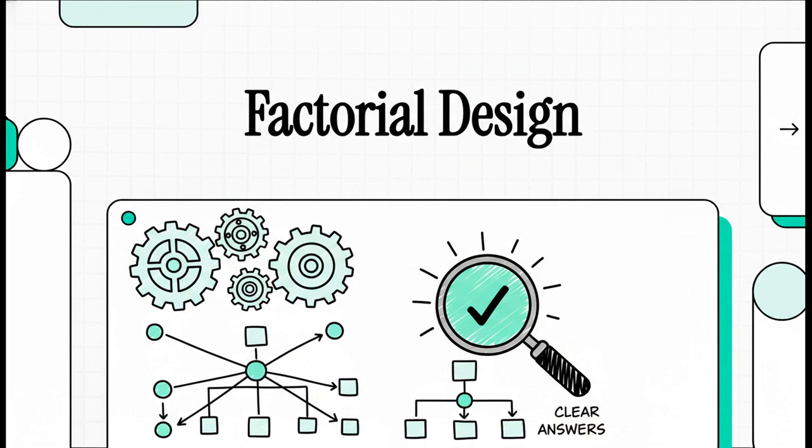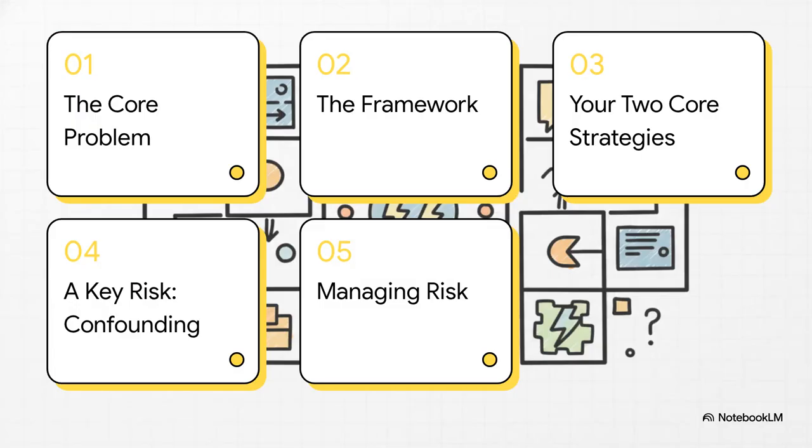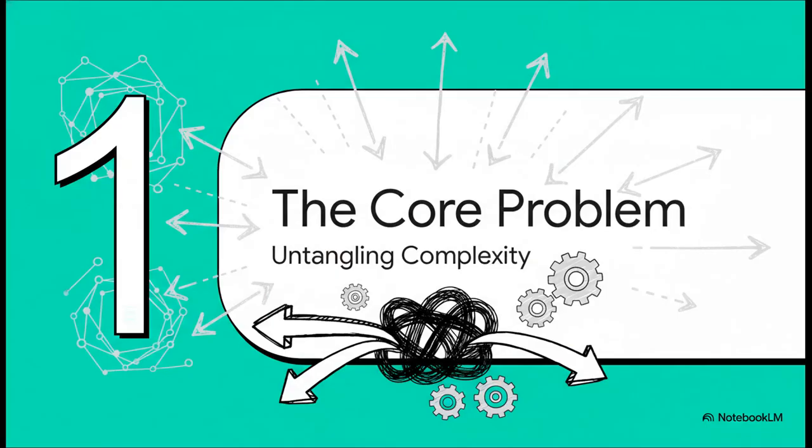It's called Factorial Design. So here's how we're going to tackle this. First, we'll nail down the exact problem this is all built to solve. Then, we'll define what factorial design actually is. From there, we're going to do a deep dive into the two main strategies you can use. After that, we'll talk about a critical risk you've got to watch out for. It's called confounding. And we'll wrap up with a pro-level technique to handle that risk, a method called blocking. Let's get into it.